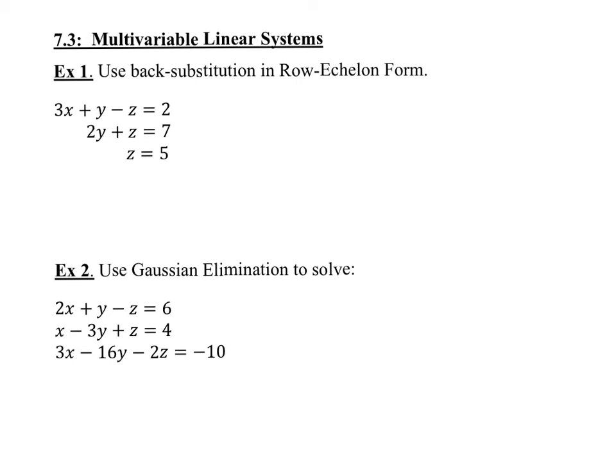Section 7.3 is multivariable linear systems, which really means they're inserting x, y, and z, although they could do w, x, y, and z. Okay, for example 1, I'm more interested in the directions. So it says use back substitution in row echelon form, and then they want you to solve it. When they say back substitution, they just want you to plug it in.